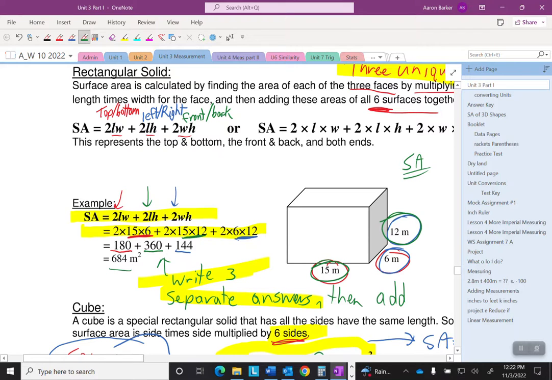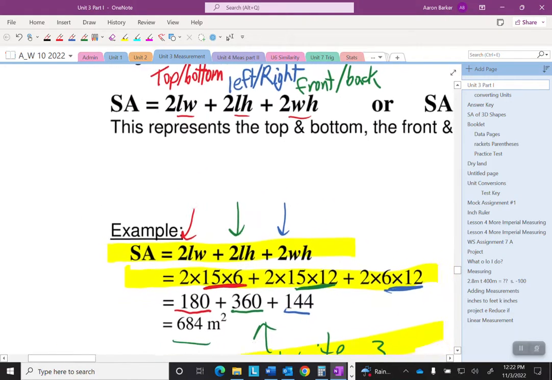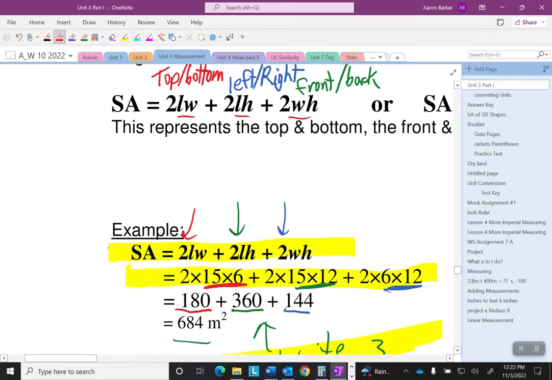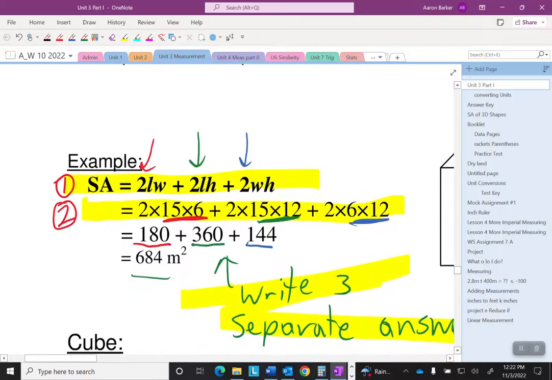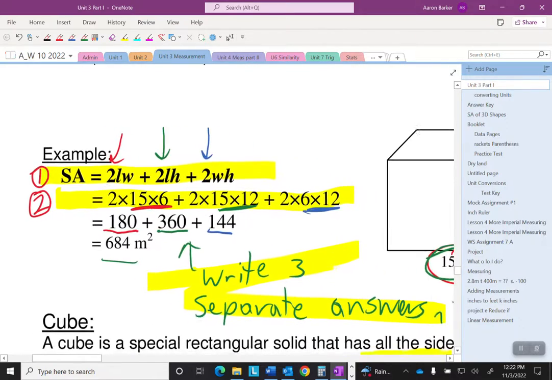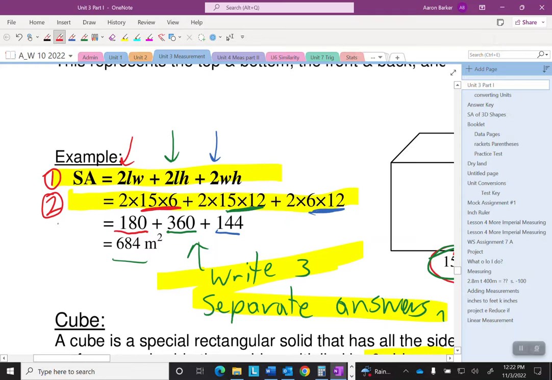When you're using the formula, this will be your first line of work: writing down the formula. Put a number 1 there. The second line of work, you substitute in. Formula, substitute. And then the next line of work is probably the most important. Line 3, you need to write these multiplications with 3 separate numbers.